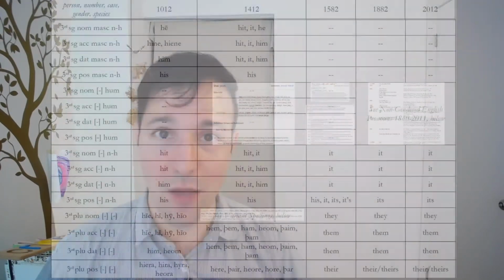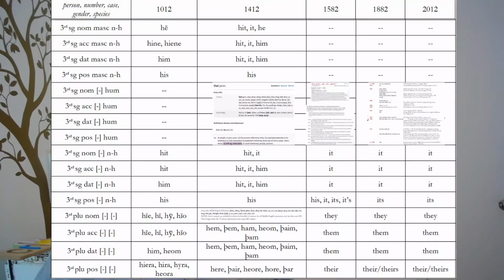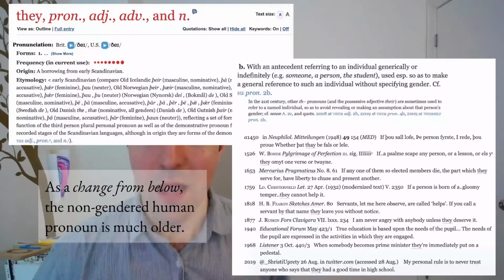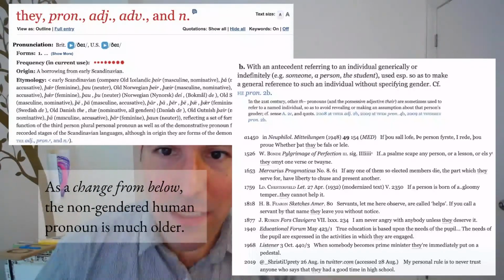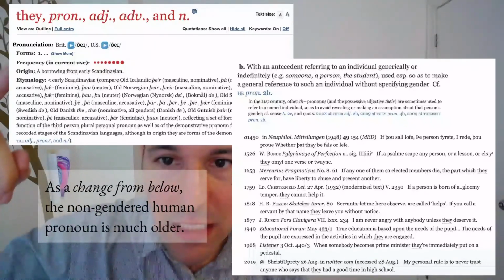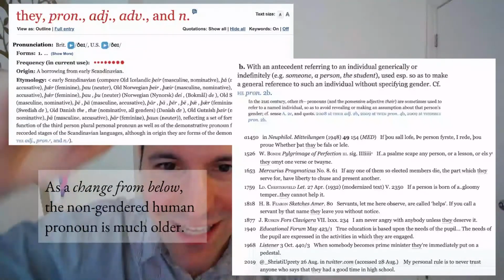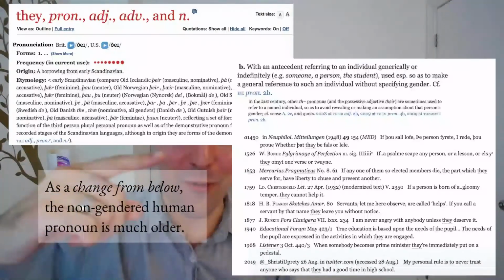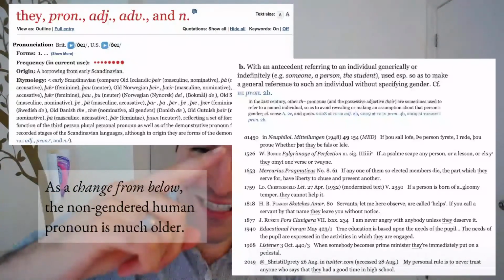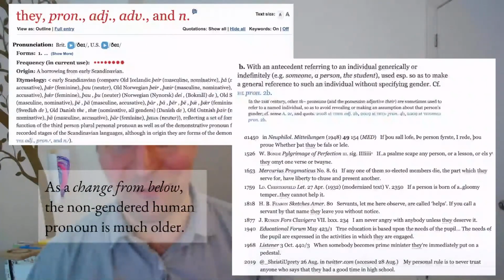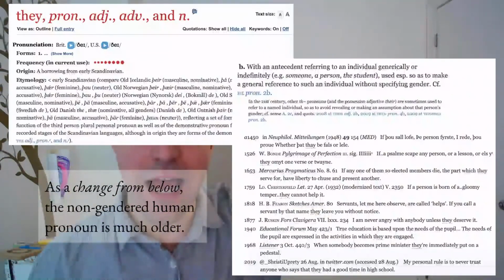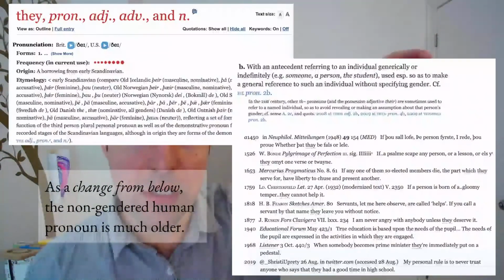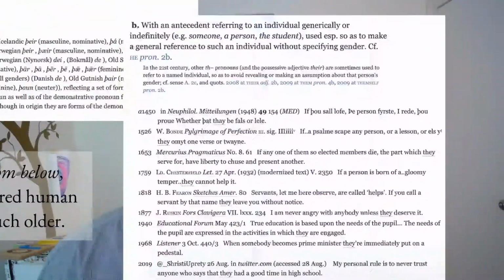And in fact, the non-gendered singular human pronoun has actually been in play since well before the PDE period. Let's keep looking. They as a pronoun, as a singular, has been in use since ante 1450. That is, with an antecedent referring to an individual generically or indefinitely, as in someone, a person, the student, used especially so as to make a general reference to such an individual without specifying gender.